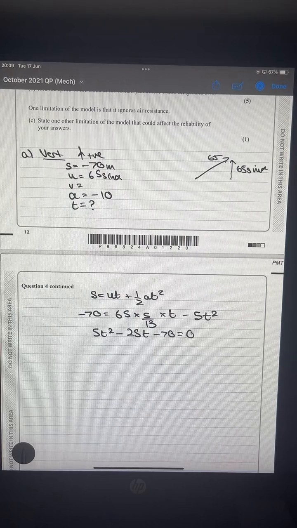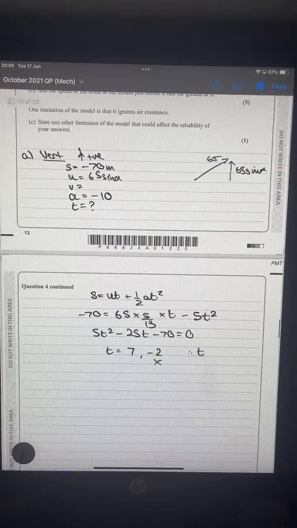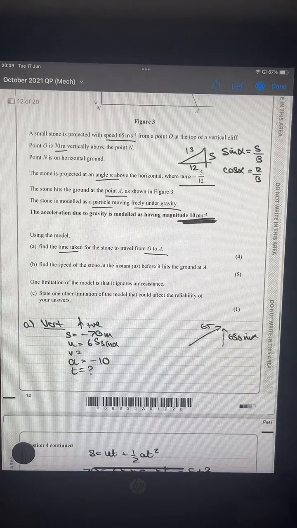I've just brought the right-hand side onto the left and multiplied through. So therefore, solving this quadratic in my calculator, t is equal to 7 or negative 2. Time cannot be negative, so put an x under that and say therefore, t is equal to 7 seconds. And that is how long it takes. That is 4 marks. Beautiful 4 marks, right?